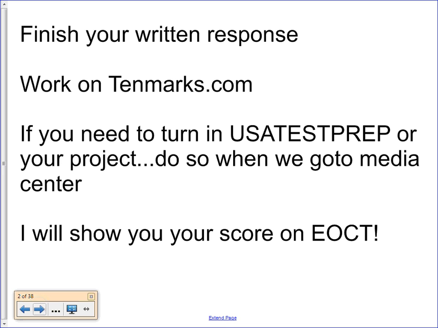We'll finish our written response, guys. It takes about 12 to 20 minutes to go over these problems here. So just kind of stay with me for 12 to 20 minutes. Then we're going to the Media Center. You may work on your written response. You may work on 10 marks. If there's still work on USA test prep that you want to correct, guys, I'll be glad to change those grades up and just keep working on it. I'll be glad to help you with it.